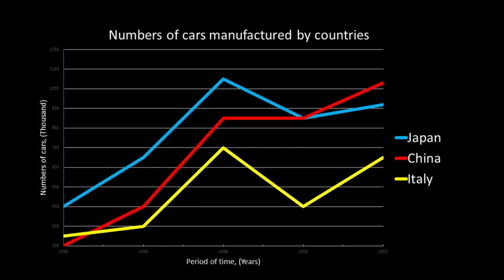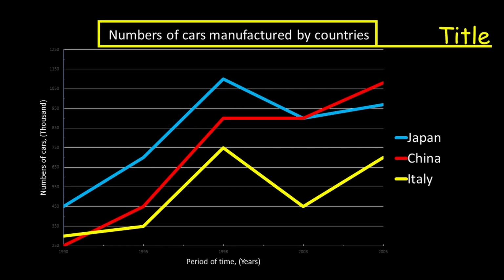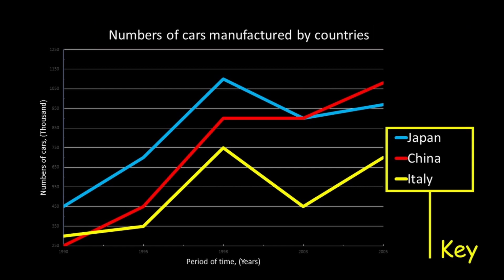Here we have a line graph. The title. The title presents an explanation of what is shown on the line graph. The title helps the candidate identify what they are about to describe. The key is also called the legend. The key explains what each line represents. Also, the key tells us that the colorful lines represent different countries or activities.